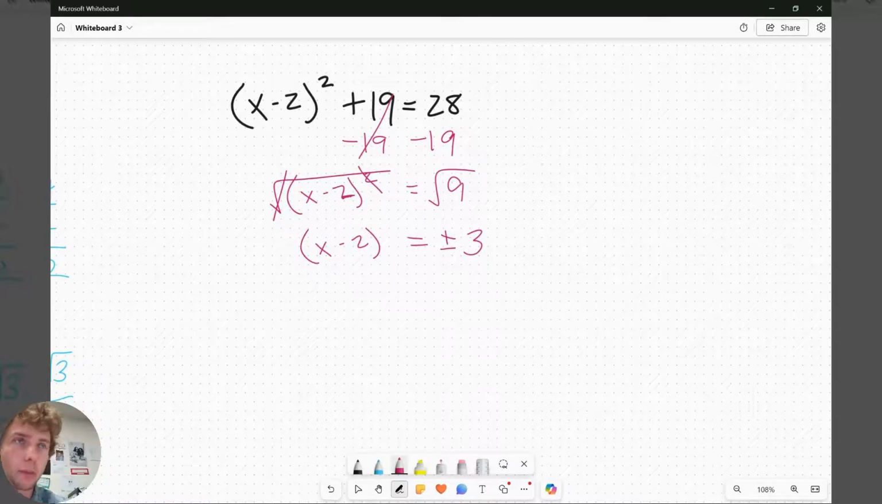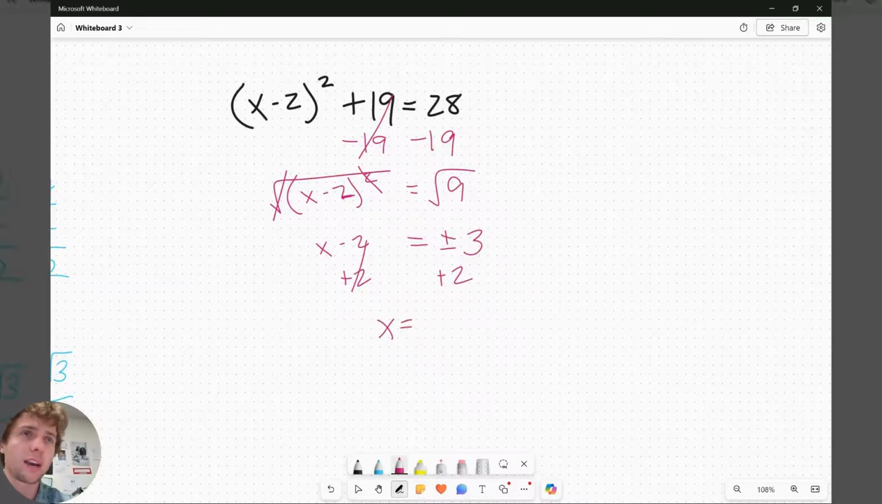And now I could get x by itself. In order to do that, though, notice these parentheses. Some people write those parentheses down on this step because they saw them on the line before, and that makes sense. That's fair. But notice there's nothing outside of those parentheses. The squared is gone. There's nothing multiplying with them. So I actually don't need the parentheses anymore on this step. Get the x by itself, add the 2 over. Again, this is a weird spot now because I have plus or minus 3 plus 2. What the heck do we do with that?